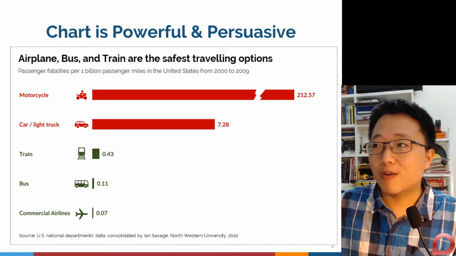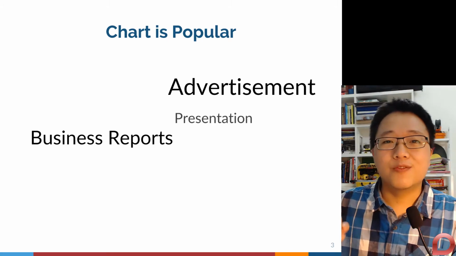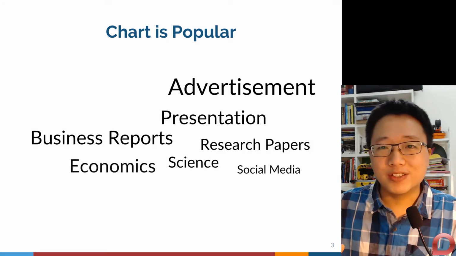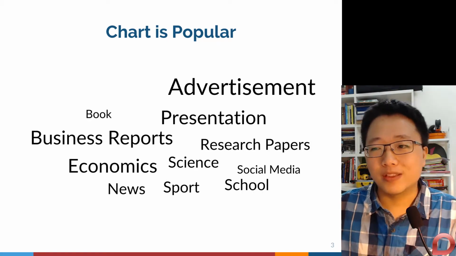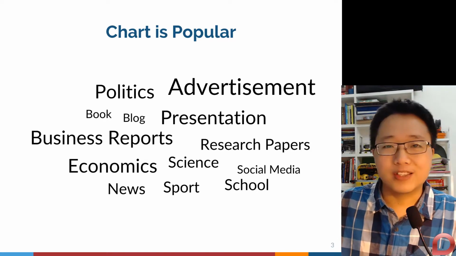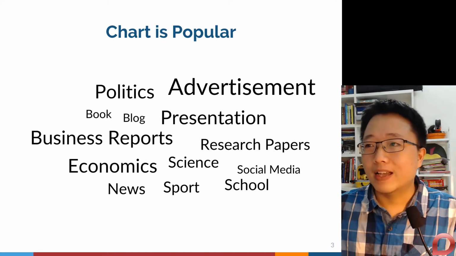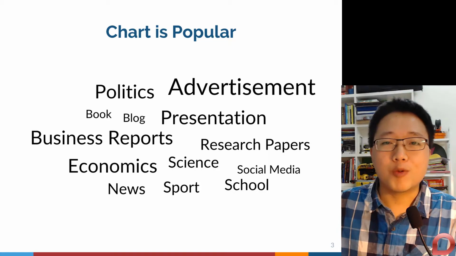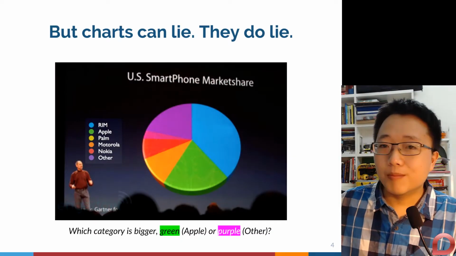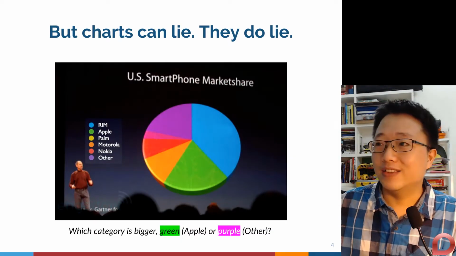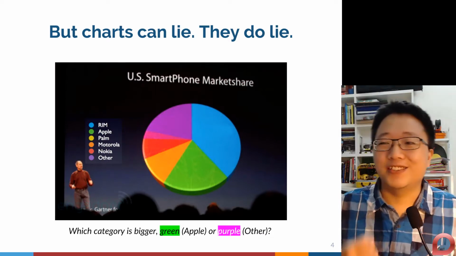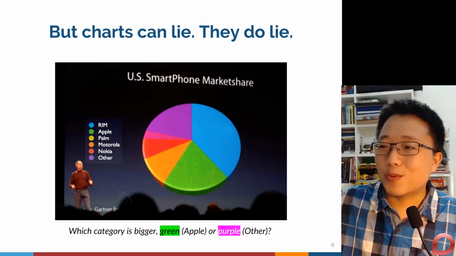Because charts are powerful and persuasive, they are very popular, especially in this day and age when the amount of information on the internet is overwhelming, and charts are becoming more and more popular every day. But charts can lie, and if they can, they do lie. This is just one example.